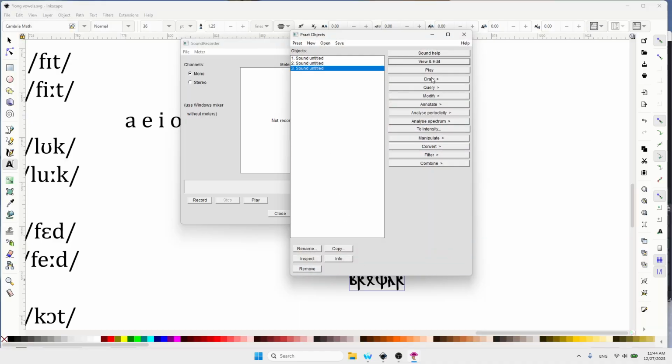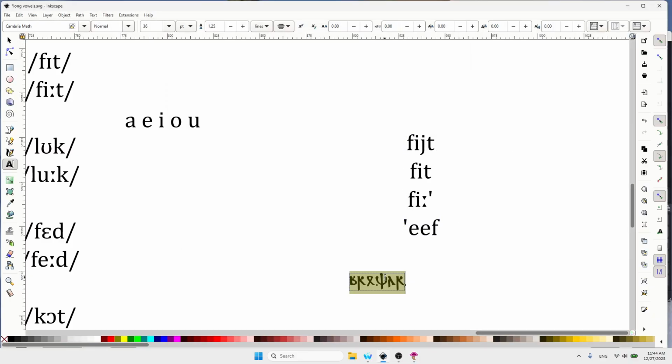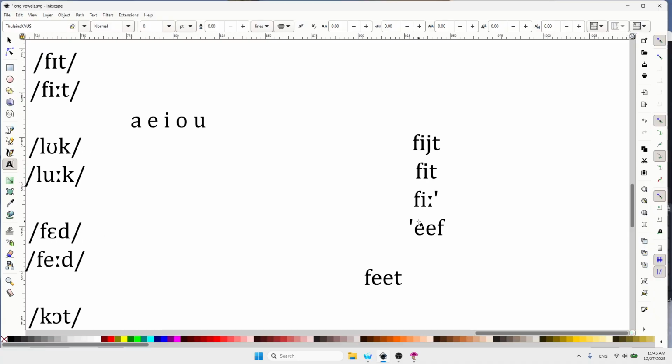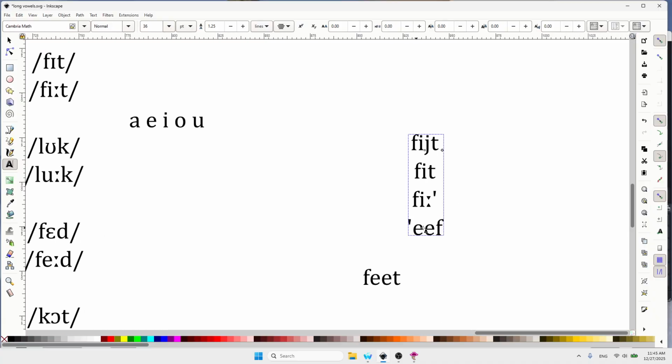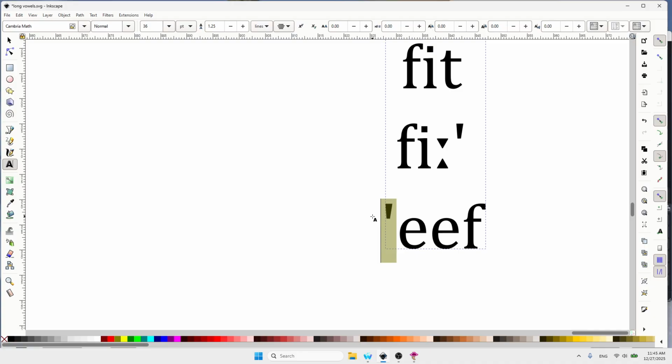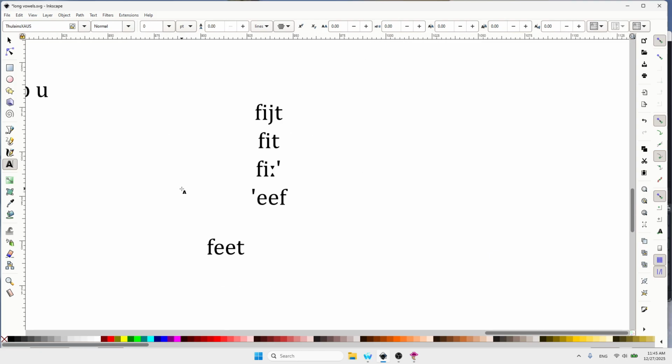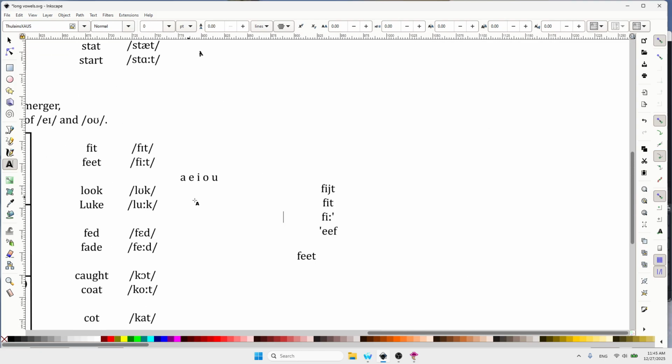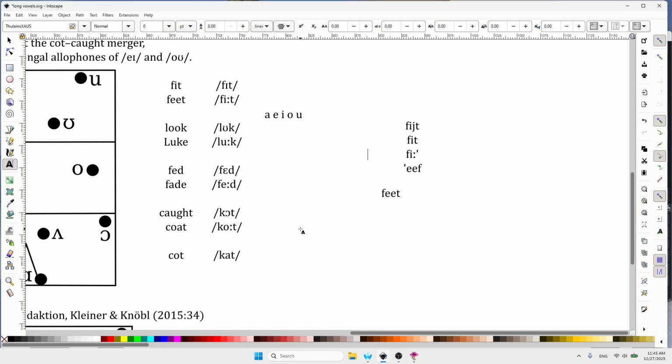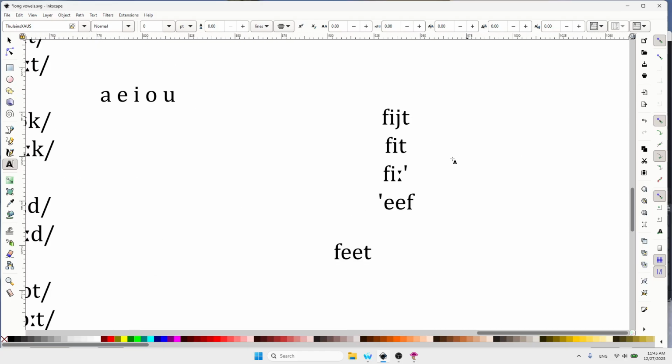I think I saved it to the list twice, but whatever. Eef. Feet, feet, feet. Now, I don't know about you, but I hear feet. So maybe, I know some languages, especially German, tend to, instead of starting words with vowels, insert a glottal stop. That's not what I'm focusing on in this video. Whether Gothic would do that, I have no idea.